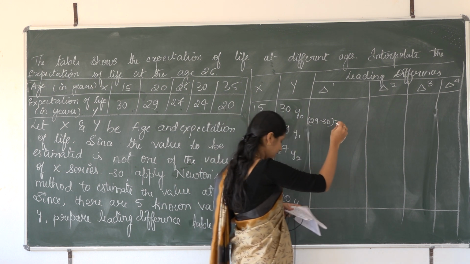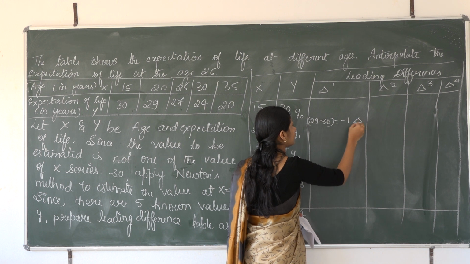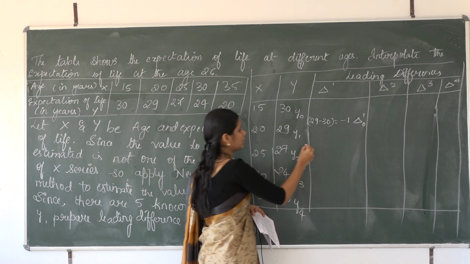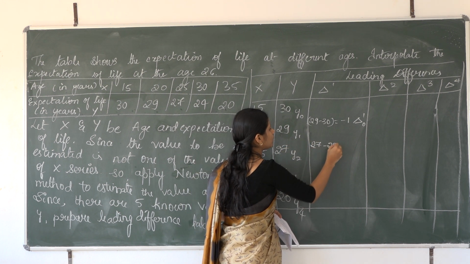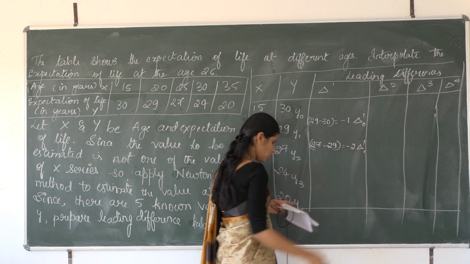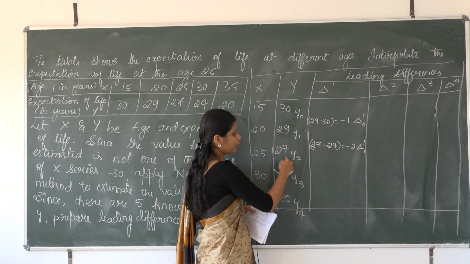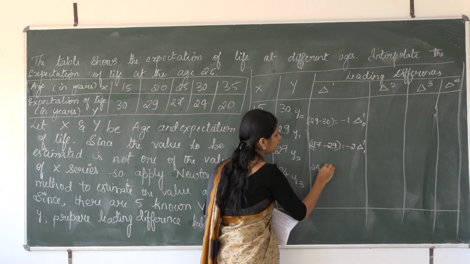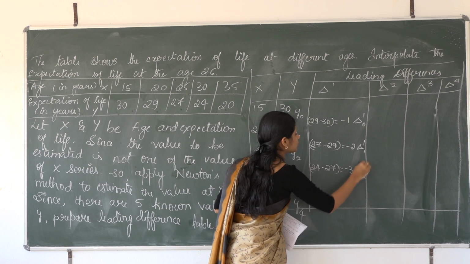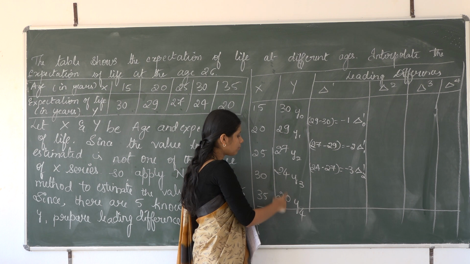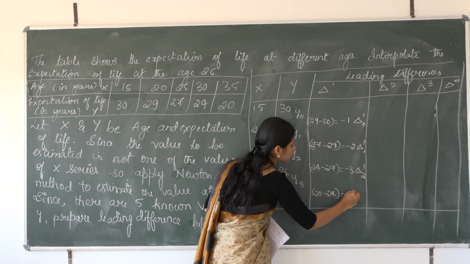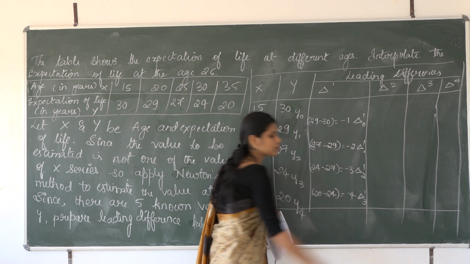29 minus 30, it is minus 1. This is delta 0 raised to 1. Next, y2 minus y1: 27 minus 29, it is minus 2. Delta 1 raised to 1. Next, 24 minus 27, it is minus 3. Delta 2 raised to 1. Next, 20 minus 24, which is equal to minus 4. That is delta 3 raised to 1.